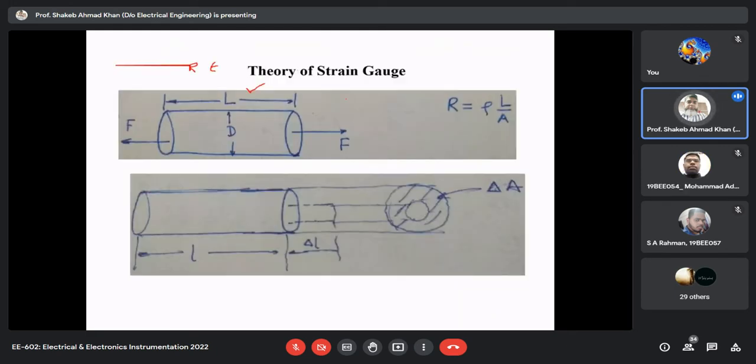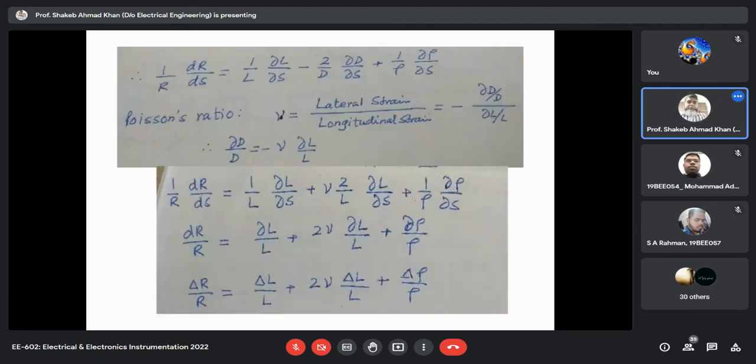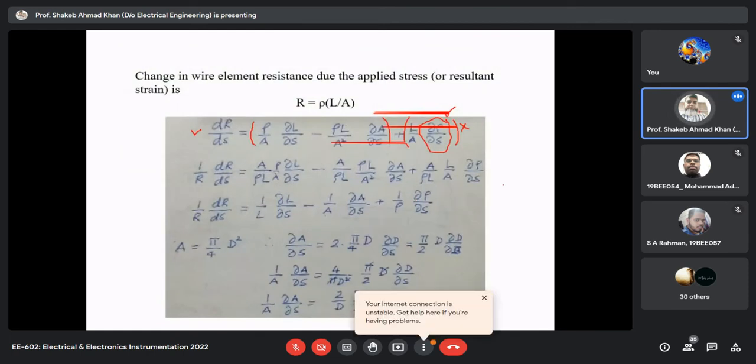Here you can see that area is increasing, and we took this change as positive, and cross-sectional area is decreasing, we took this change as negative. So that's the difference you can see here, and we carry it forward from the starting itself.